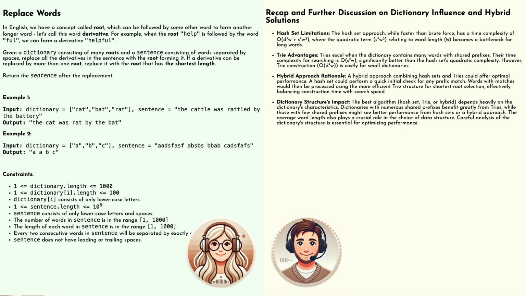Totally. In that case, the hash set might be the clear winner. Remember, creating the hash set has a one-time cost, but if the words are short, the trie wouldn't have much room to show off its prefix sharing efficiency. So the overhead of building a trie wouldn't be worth it with a bunch of short words. Right, and the hash set's constant time lookups would be super fast in that scenario. Makes sense. It's all about choosing the right tool for the job.